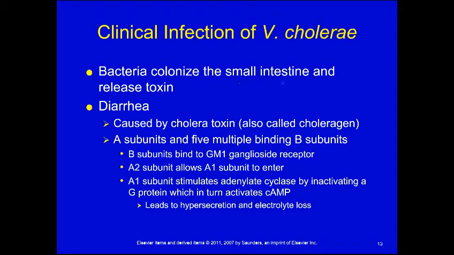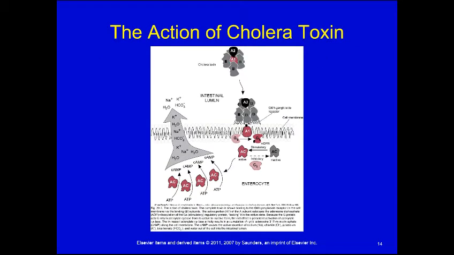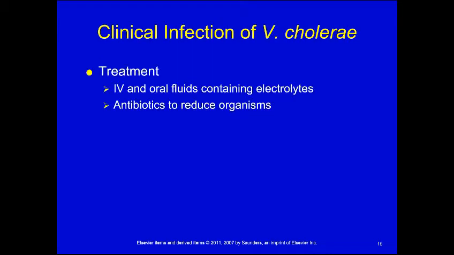So, bacteria colonize the small intestine and release toxin. Diarrhea is caused by the cholera toxin, also called choleragen. Okay? It has A subunits and 5 multiple binding B subunits. The B subunits bind to GM1 ganglioside receptor. A2 subunit allows A1 subunit to enter. A1 subunit stimulates adenylate cyclase by inactivating a G protein, which in turn activates your cAMP, which leads to hypersecretion and electrolyte loss. Okay, so this is the picture of the action of your cholera toxin.